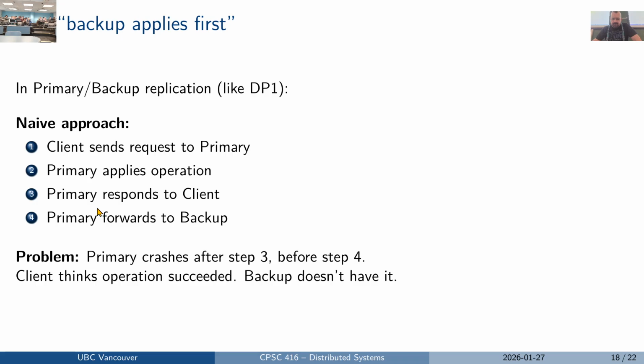So, in general, the simplest way to do this is going to be to apply changes to the backup before you apply them to the primary. And the reason for this is, so the client sends a request to the primary. The primary applies the operation. This is the naive approach. The primary applies the operation and then responds to the client and then forwards it to the backup.